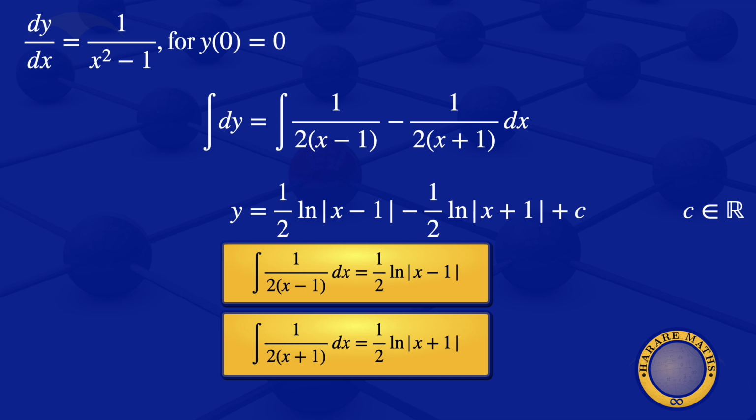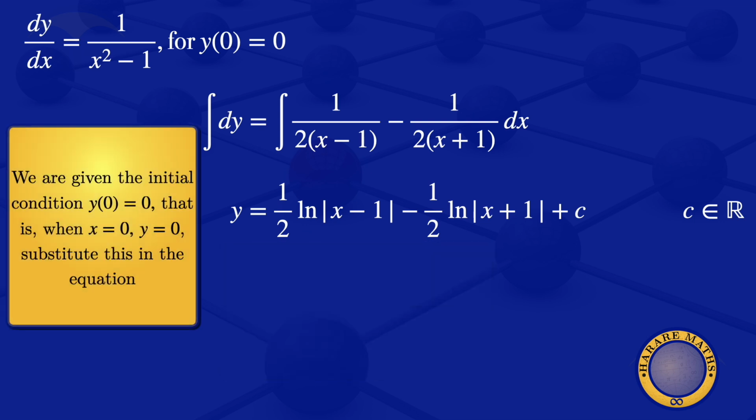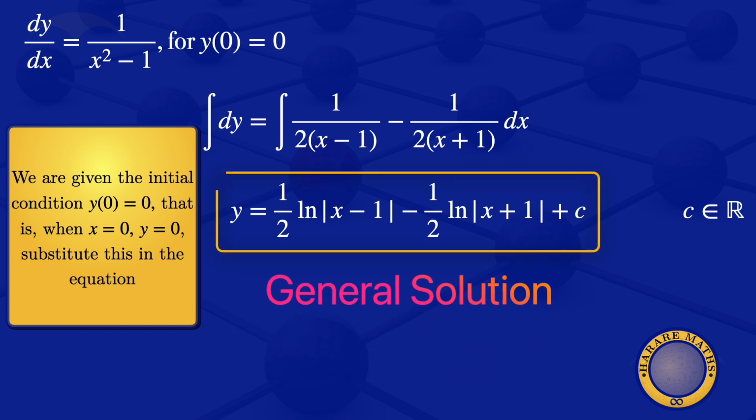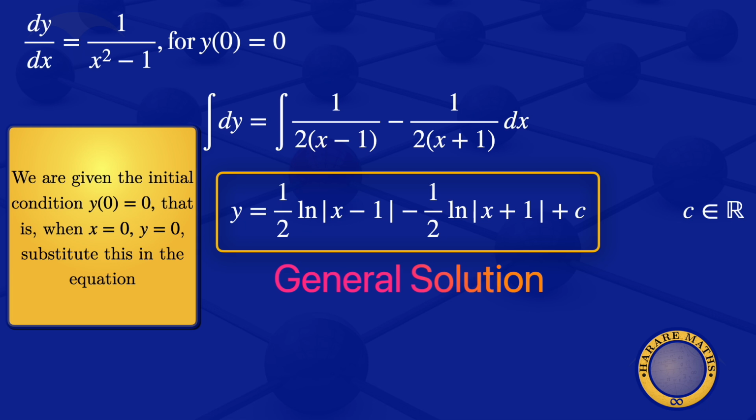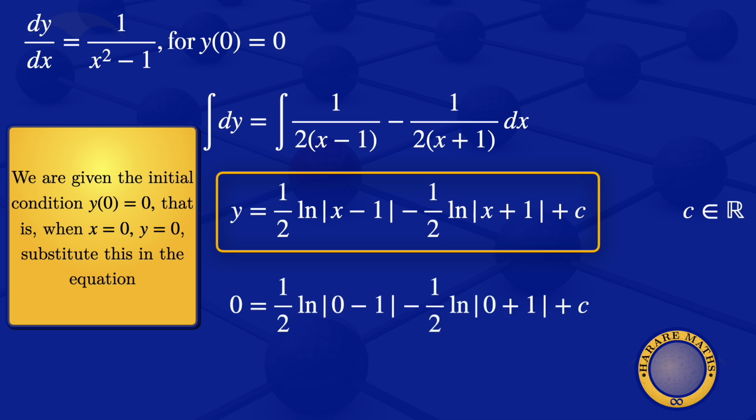But now we are given an initial condition, y(0) equals 0. What that initial condition is saying is when x equals 0, y equals 0. So we substitute it into the general solution that we have just obtained. Wherever we have y, we put 0, and wherever we have x, we put 0. And we have 0 equals a half multiplied by ln of the absolute value of 0 minus 1, minus a half multiplied by ln of the absolute value of 0 plus 1, plus c.